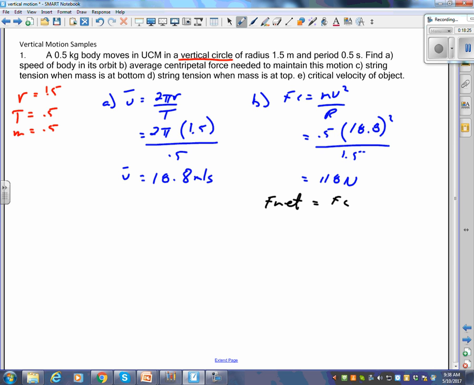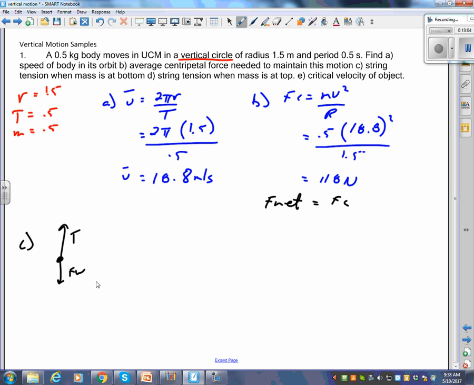Now, when this is at the bottom, part C, you've got the tension up, and you've got the weight force down. Those two together add up to create that centripetal force, right? So the tension, in fact, does it have to be more than 118? It's kind of like, if you need 100 newtons of net force, and you've got 20 newtons of friction, how much do you have to push? 120. Right? The FW here kind of acts like a brake. It's kind of like friction against the tension, right?